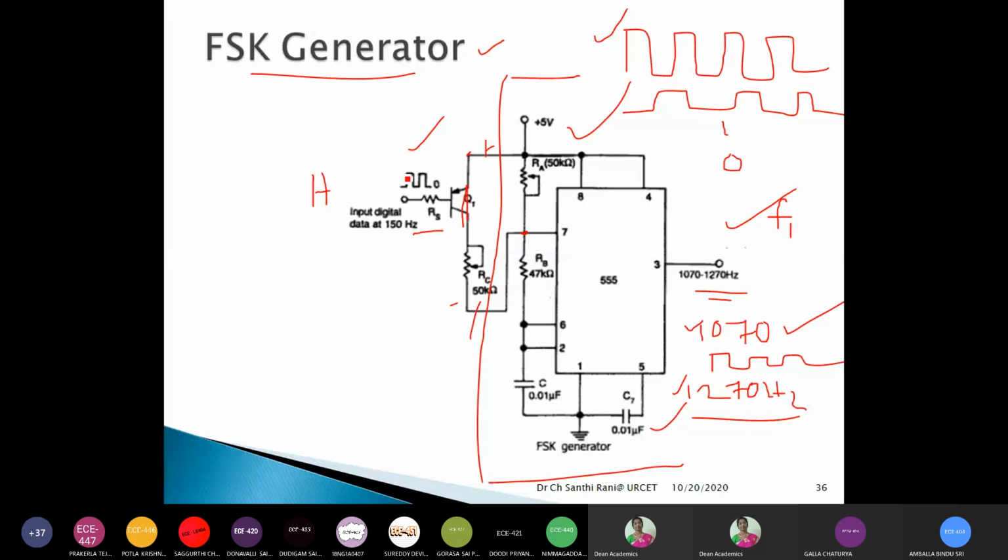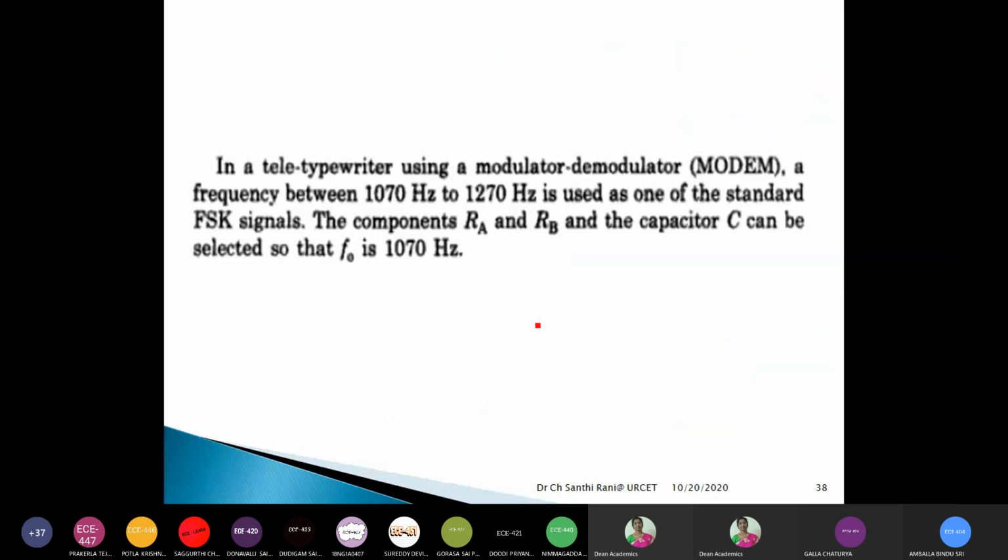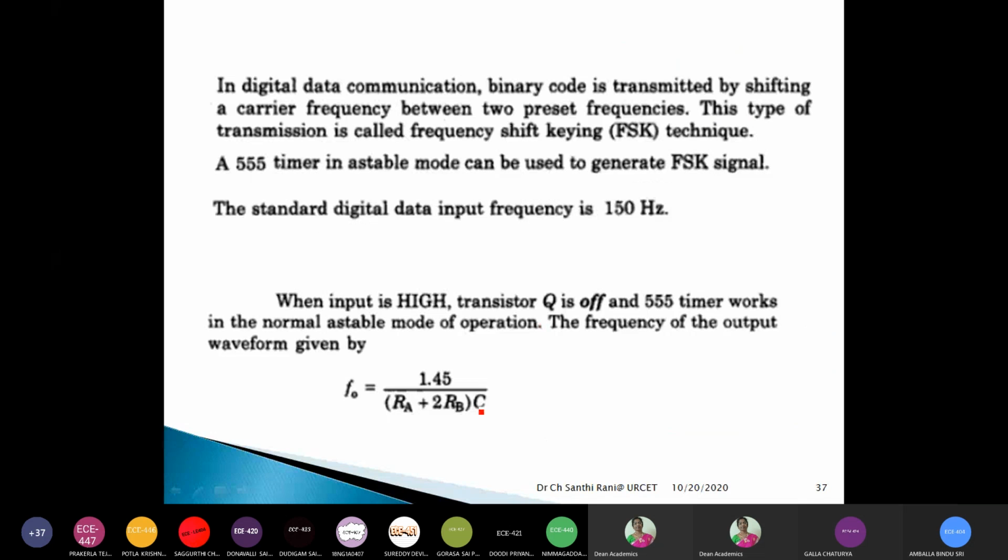So when the input is high, it will act as an ordinary Astable multivibrator. When the input is low, it will act as an ordinary Astable multivibrator only, but RC is shunting here, right? So the resistance will be reduced, and because of that there will be a variation in the frequency. Initially, when the input is high, transistor Q1 is off and the 555 timer works in the normal Astable mode of operation, then frequency F is equal to 1.45 divided by (RA plus 2 RB) into C, right?